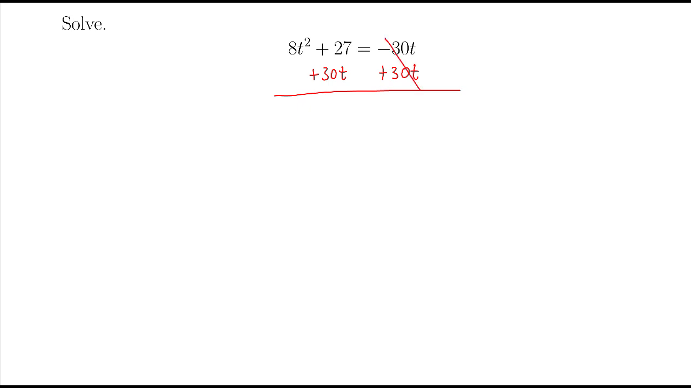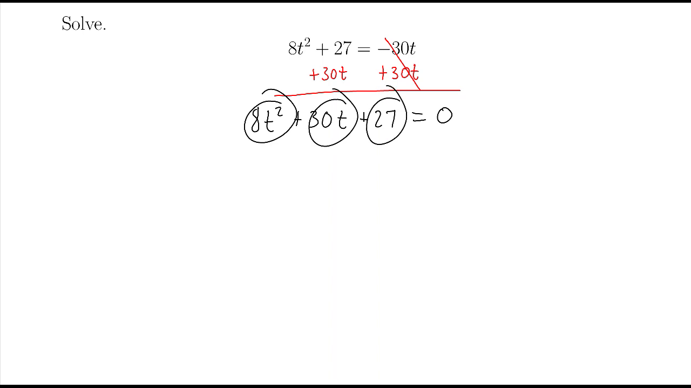Okay, so we end up with 8t squared plus 27 plus 30t. Okay, this 30t does not have like terms, right? These are not like terms. These are not like terms. So all I can do is bring them down, and I will be careful to put them in the right order. I'm going to put 8t squared first. I'm going to put 30t second. I'm going to put 27 last. Remember, we want it to be in standard form, right? Squared, variable, constant, right? And all equal to 0. So that would be standard form.